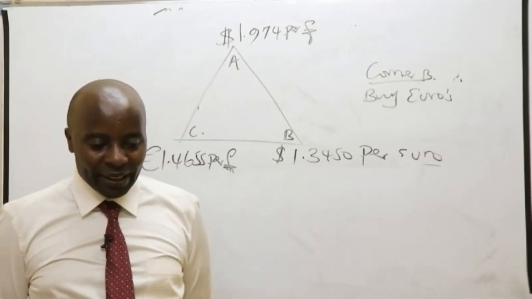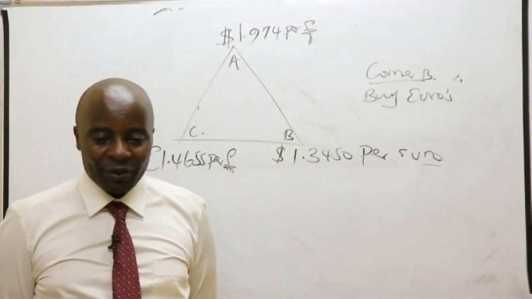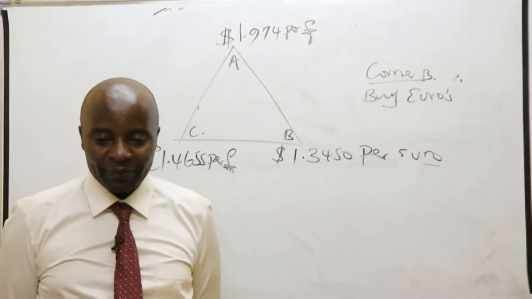Let's see what somebody's getting as the arbitrage profit. 660,000. Different answers.